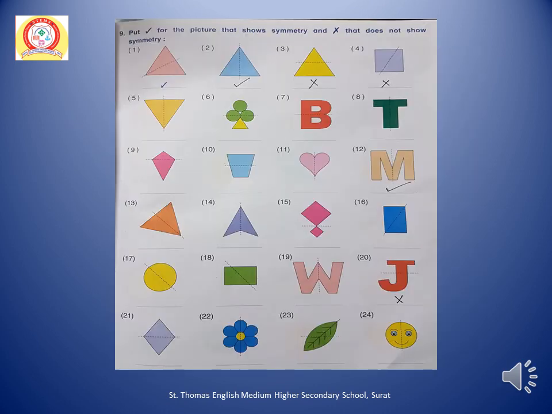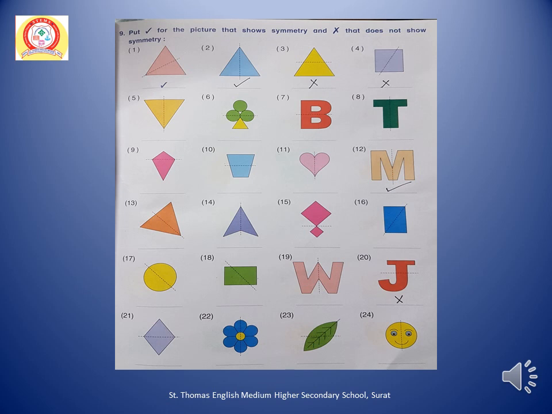Now, in this exercise, there are some pictures given. You have to find out which picture shows symmetry and put tick, that means right, for that, and which picture does not show symmetry and put cross for that.